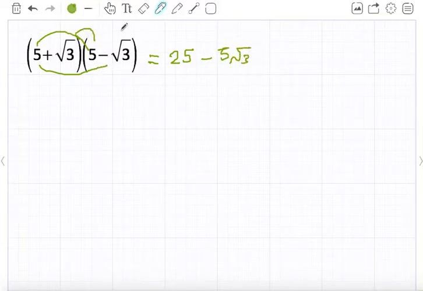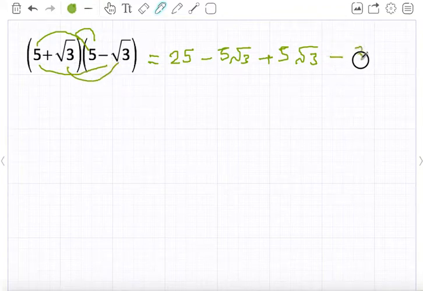And we've got root 3 times 5, which is plus 5 root 3. So you can see what's happening there with the root 3's. They're actually going to disappear. And we've got a plus and a minus, so we're going to have a minus. Root 3 times root 3 is 3. So this one has turned out to be 25 take away 3, gives me 22. So this one, the surds have completely disappeared. And that's done it because of this plus root 3, minus root 3, and the fact that they're both the same here.